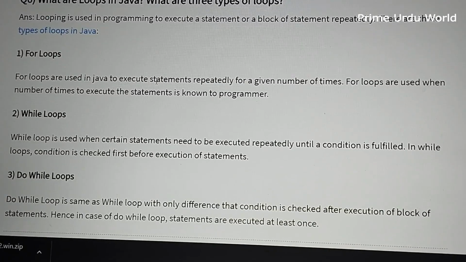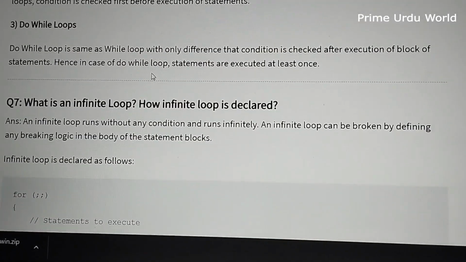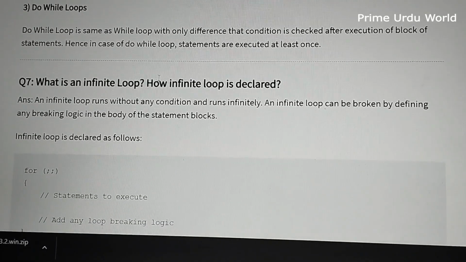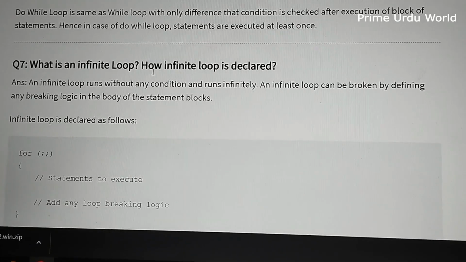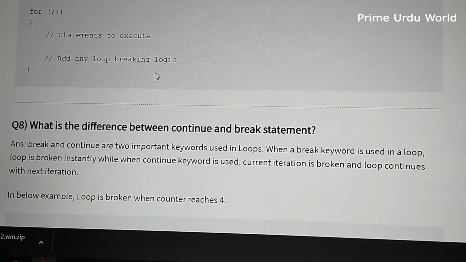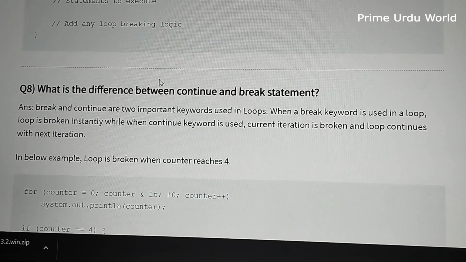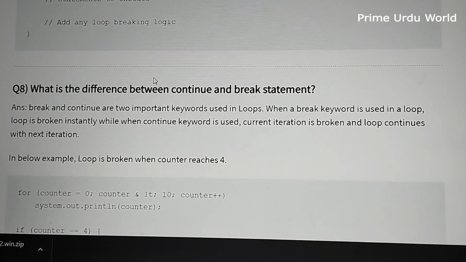What are the loops in Java? There are multiple loops in Java: for loop, while loop and do while loop. These are simple questions, we will not emphasize on that. What is the infinite loop? An infinite loop keeps running, has no terminating condition, keeps running infinitely, and you have to terminate your code.